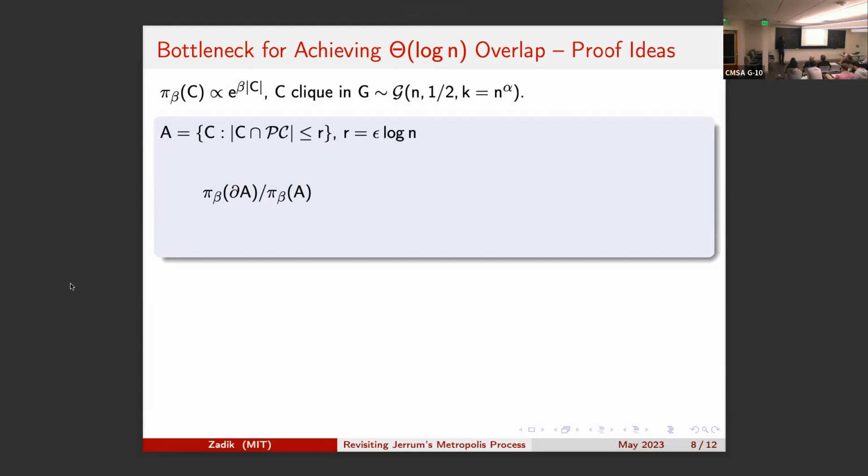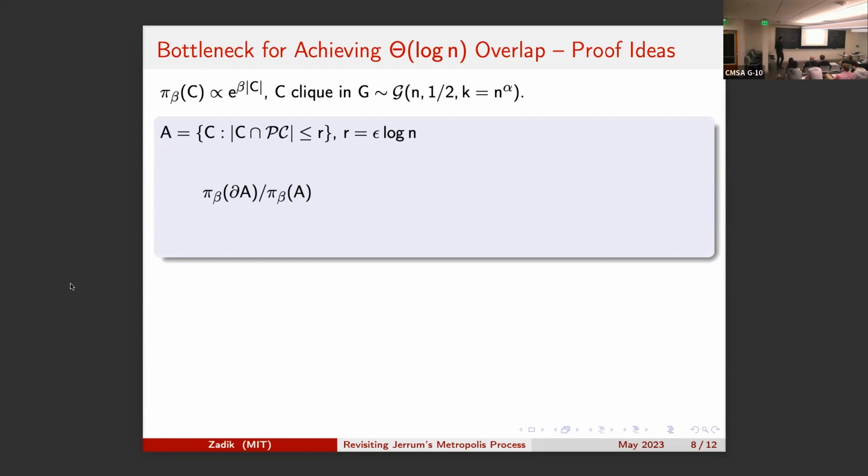Let's just take all cliques that have larger overlap with the planted clique here. So we choose A to be these cliques, and this is the complement. I'm playing a little bit with the boundary, but let's say we choose this A. Clearly A complement contains all these cliques, and then you need to prove that this thing is small, that it's quasi polynomially small.